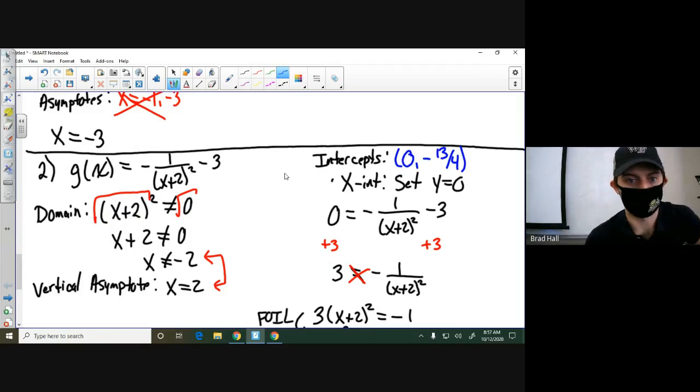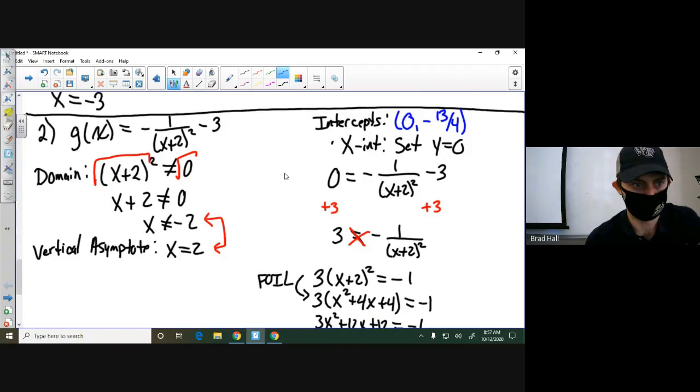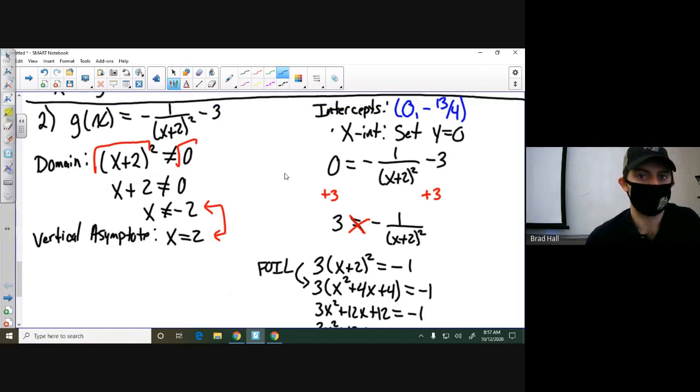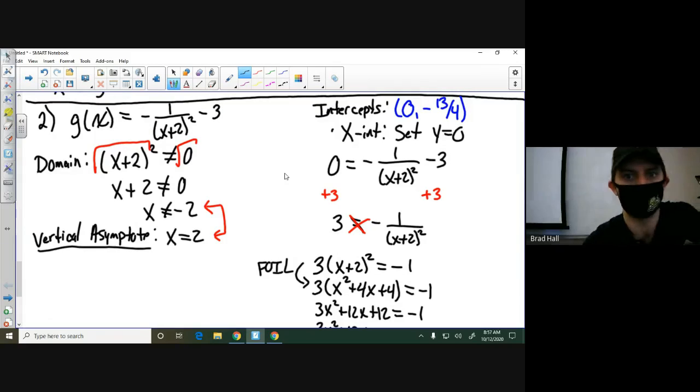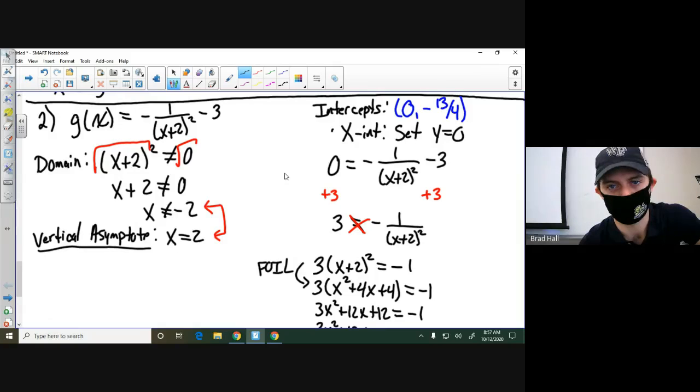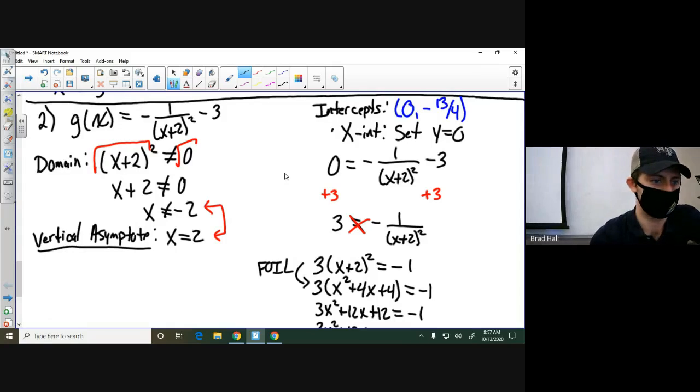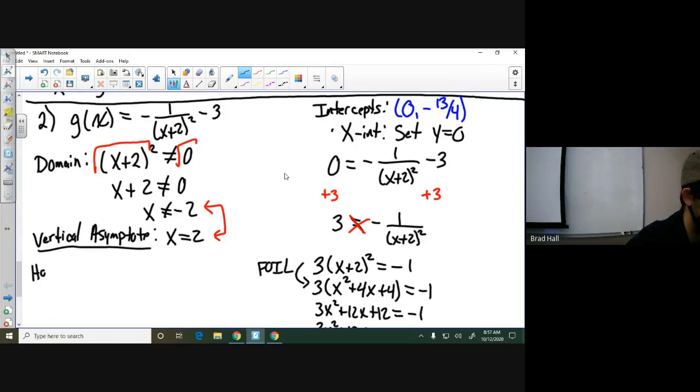Now, finally, it goes on to ask us about the asymptotes. And here, we already have one of the asymptotes. We get it directly from the domain pretty much 99% of the time. So there's only one more, the horizontal.